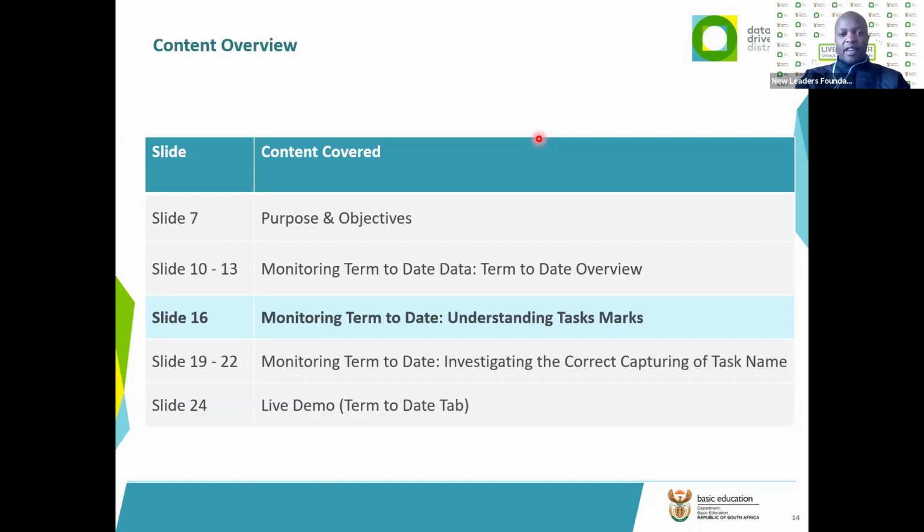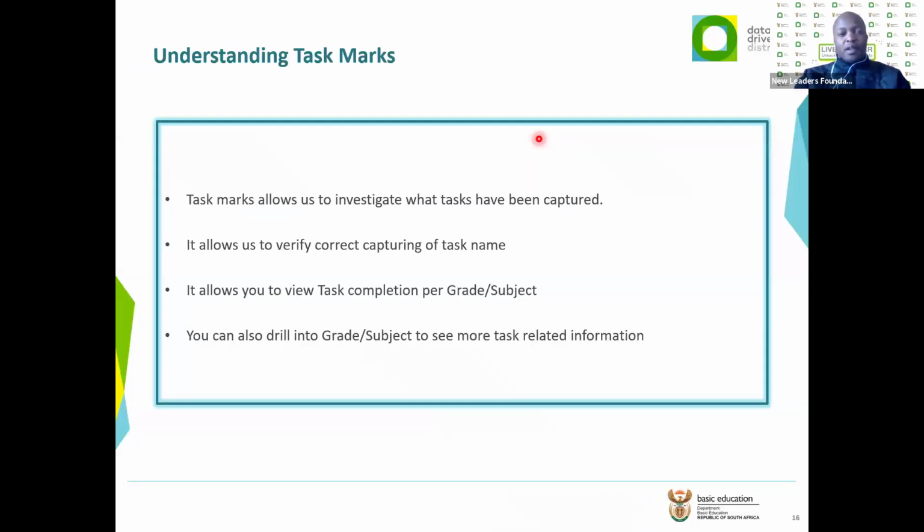We are now going to slide 16, which is understanding the task marks. Under task marks, there are several things that you can do to check if information has been captured correctly, ladies and gentlemen. A few of the things you can do under task marks is that it allows you to investigate what task has been captured. It allows you to verify the correct capturing of a task name. It allows you to view the task completion per grade per subject. And lastly, you can drill into a grade or a subject to see more task-related information. So these are some of the things that you can do when you click on the task marks pie chart at your school to check if things are being captured correctly and timeously, to help you in return when you sit with your SMTs and educators to plan the interventions.